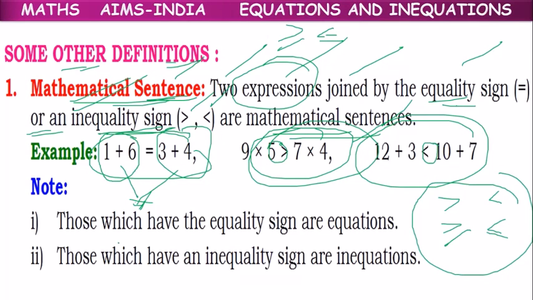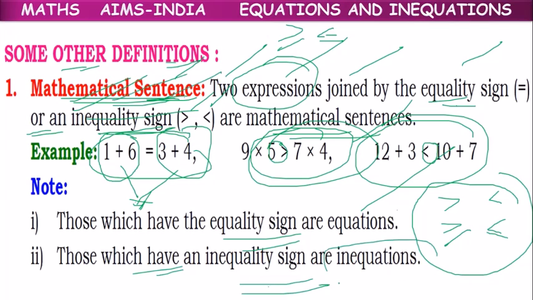Those which have an equality sign, that mathematical sentence is called an equation. Those which have an inequality sign, that mathematical sentence is called an inequation. So mathematical sentences are of two types. If they have an equality sign, they are called equations. If they have an inequality sign, they are called inequations.